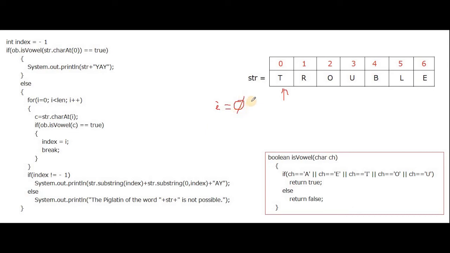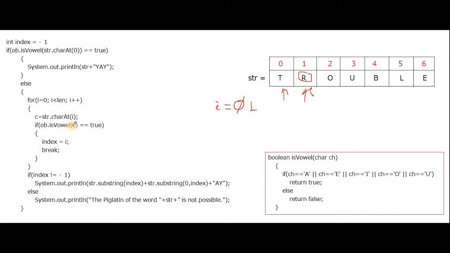So I will automatically increase by 1. So I is now 1. When I is 1, the character at position I is extracted with str.charAt(I). So what is the value at position 1? The value at position 1 is now R.